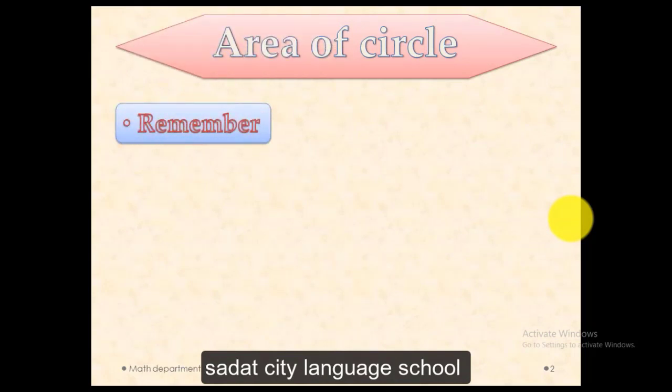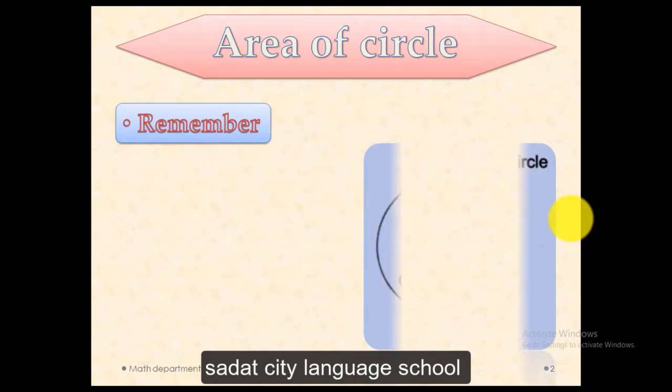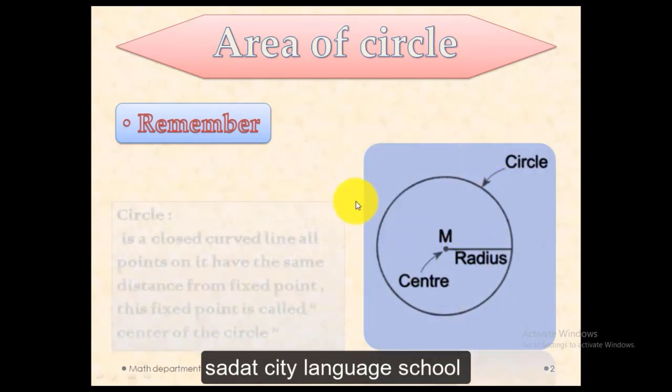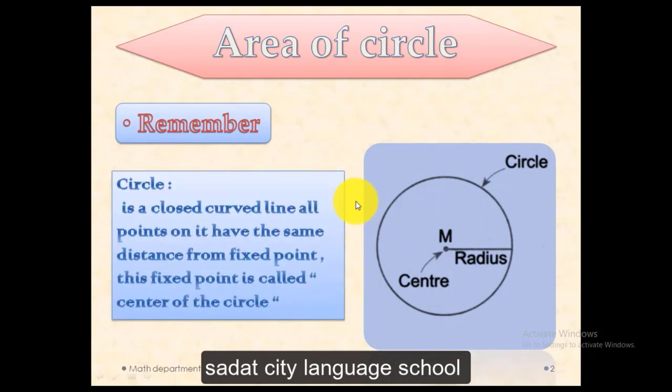At first, let's remember the meaning of circle. This represents a circle. What's the meaning of circle? Circle is a closed curved line. All points on it have the same distance from a fixed point. This fixed point is called the center of the circle.